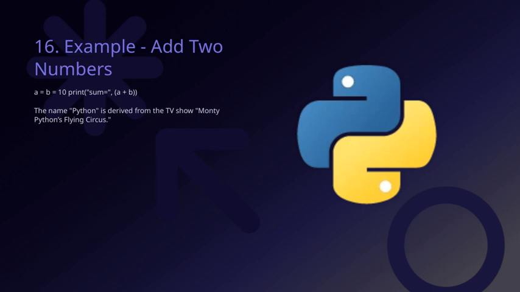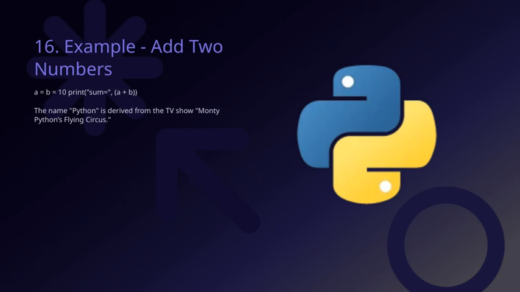Now, moving on to the code example here, a = b = 10. This line is a quick way to assign the value 10 to both variables a and b at the same time. It's a handy shortcut in programming. Then we have the print statement, print("sum =", a + b). This line outputs the sum of a and b, which is 20 in this case. It's a simple example, but it really highlights how we can do basic arithmetic and display results. Overall, this example ties into our theme of understanding how Python makes programming straightforward and accessible, even for basic operations like adding two numbers.